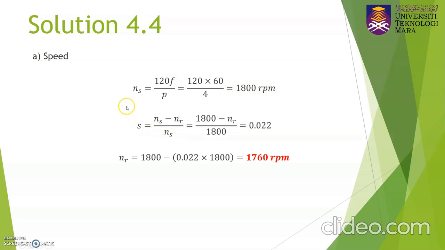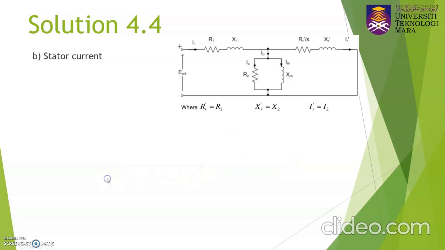Based on the formula of the slip, you can rearrange it to find the value of the NR, the rotor speed. So the rotor speed will be equal to the synchronous speed minus the slip given from the question, 2.2%, which is 0.022, multiplied by the NS. So finally, you get the rotor speed equal to 1760 RPM. So this is the speed of the induction motor.